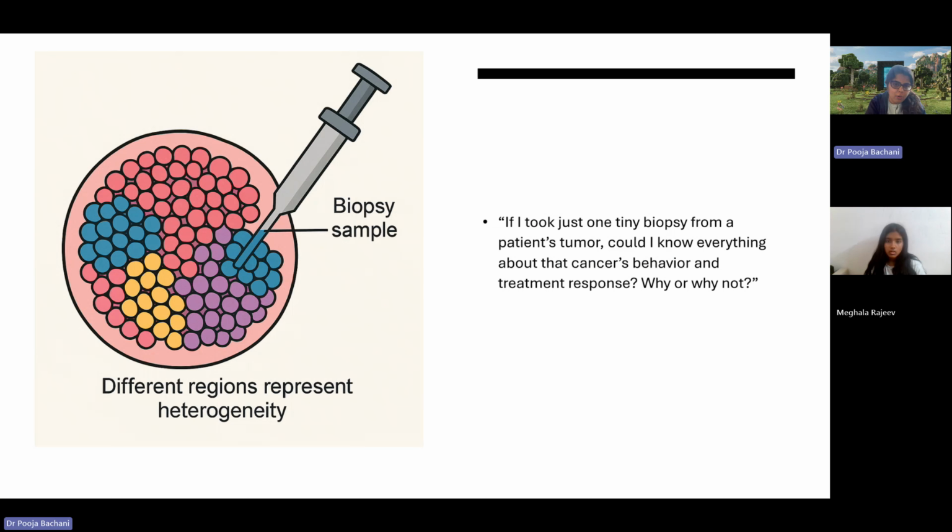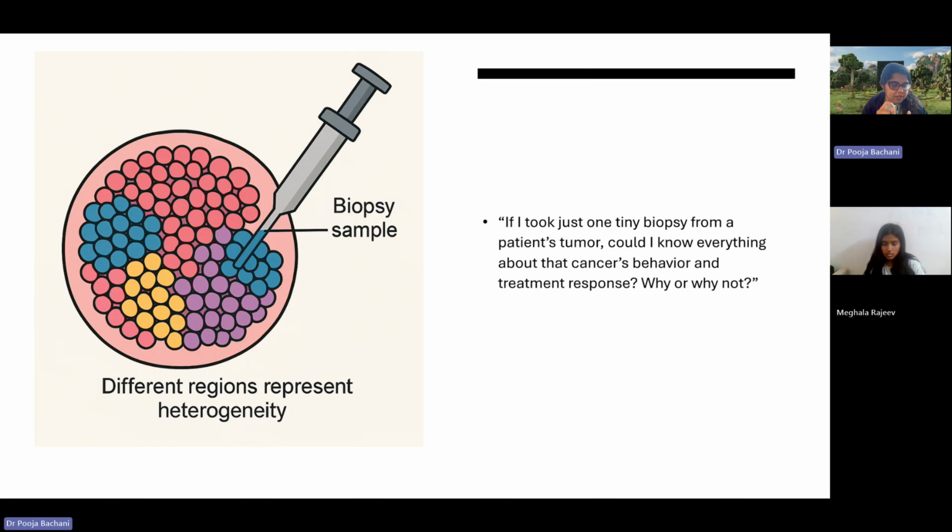If I took one tiny biopsy from a patient's tumor, this is a tumor, representing different cells which are in different colors, could I know everything about that cancer's behavior and treatment response, and can you answer why or why not? I think you could find out many things about the cancer's behavior, but I don't think you could find out everything.